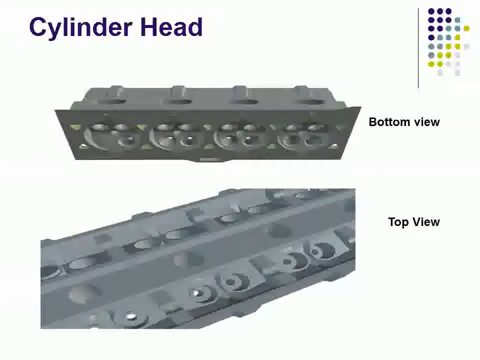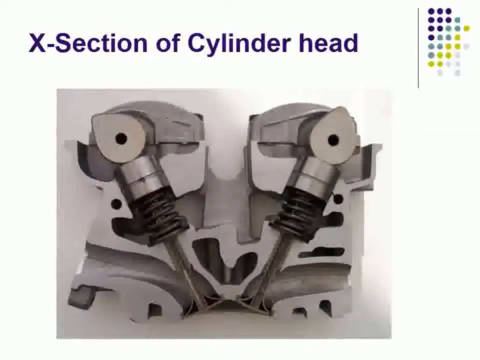In this picture you can view the two views of a cylinder head. The above one is the bottom view and the lower one gives you the top view of the cylinder head. This is the cross-sectional view of cylinder head. In this picture you can see from top to bottom: first is the cam, second is the tappets, the valve stem and the springs around the valve stems.